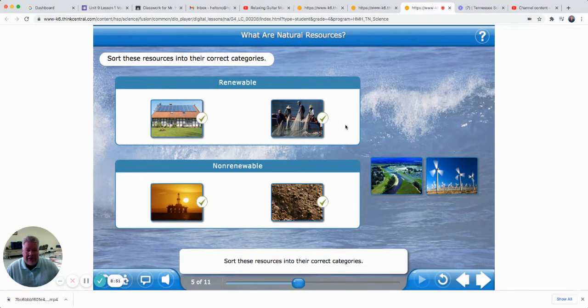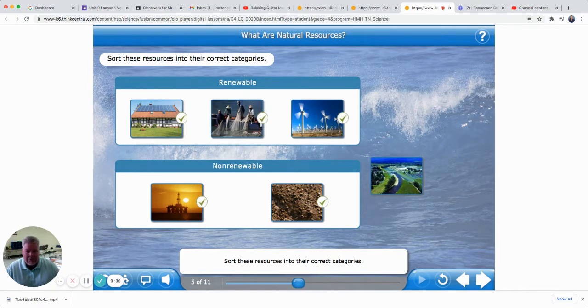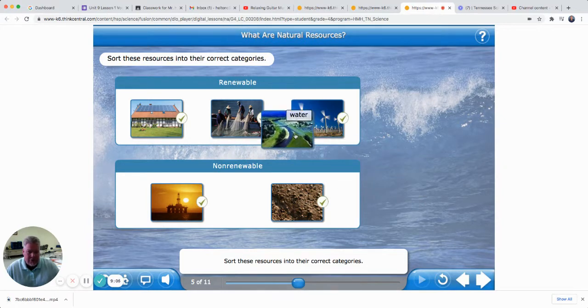If you've ever been down Fish Hatchery Road, they used to raise little fish to put back in the rivers and lakes in Tennessee. Wind power, that's renewable. And this looks like water. I'm guessing water power is renewable.